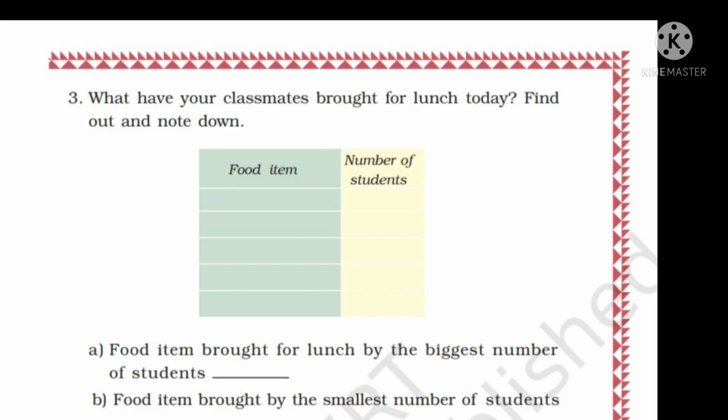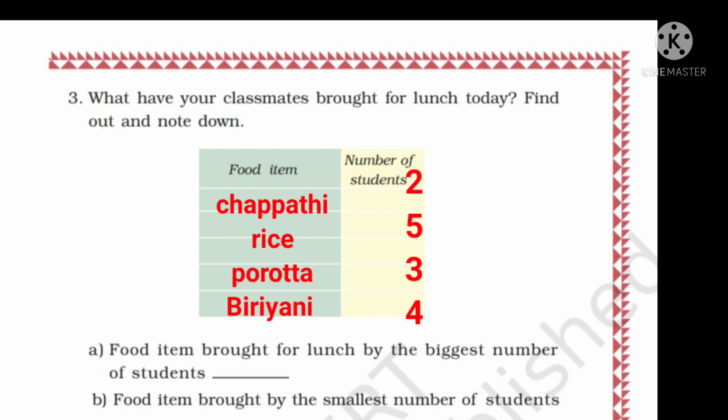What have the classmates brought for lunch today? Find out and note down. On the left side of the table you have to write what food items your friends brought, and on the right side you have to write the number of students who brought these food items. After filling the table we have to finish the questions below. Chapati 2 students, rice 5, parotha 3 and biryani 4.